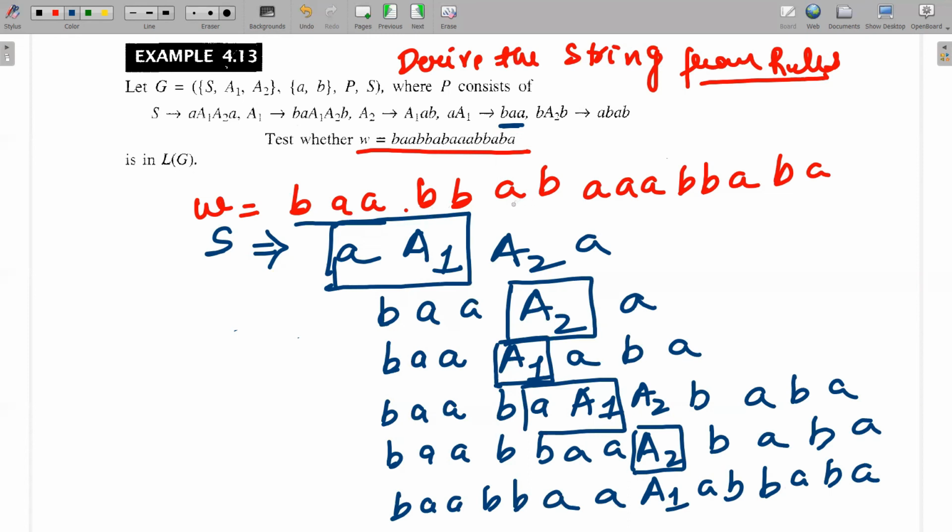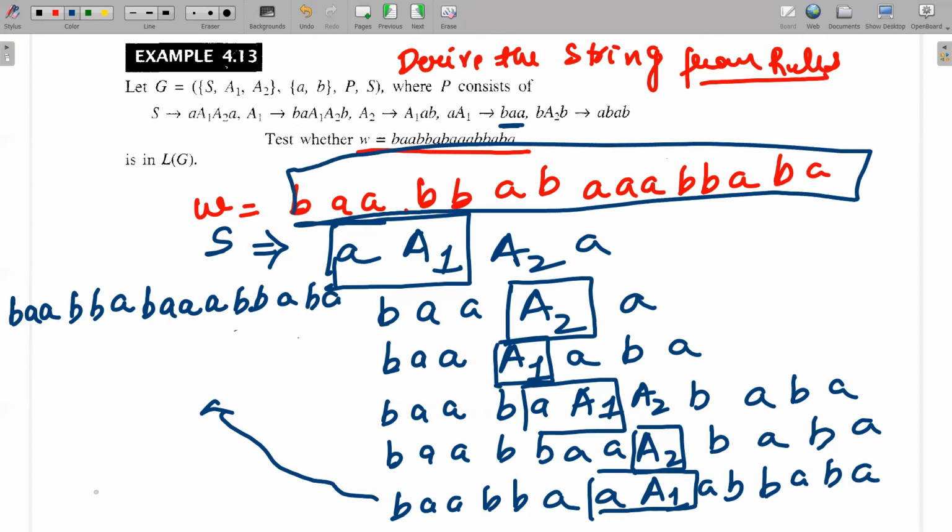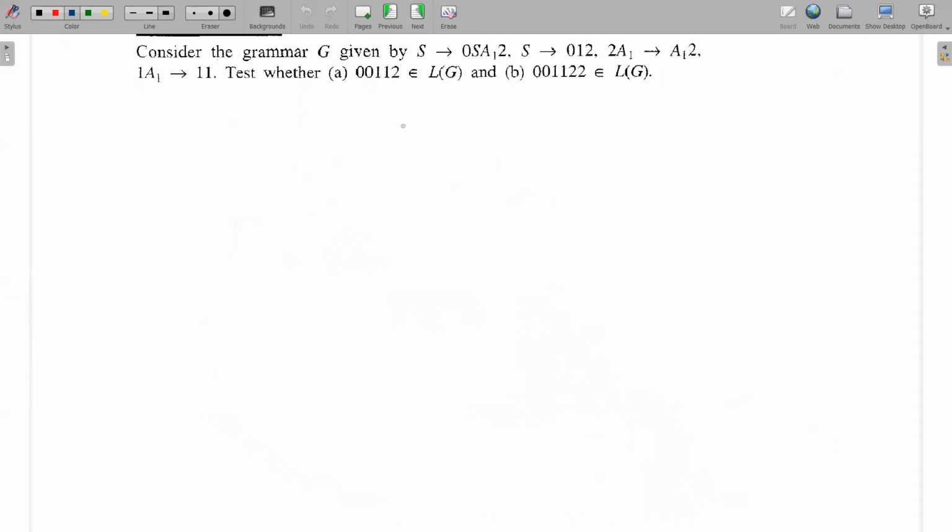Now, with double BA, I have to use this particular rule. Just see, I'm writing it here. It is BAA, double BA. Then AA1 is giving us BAA. Then again ABB ABA. Clearly, the string we desired, we are getting from these particular rules. So clearly, these grammar rules are generating this particular string.